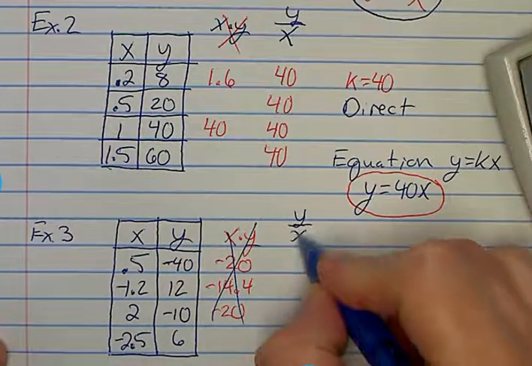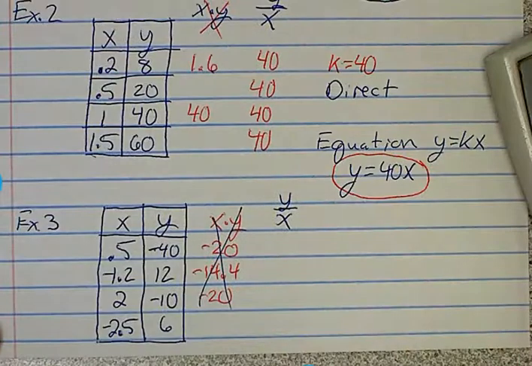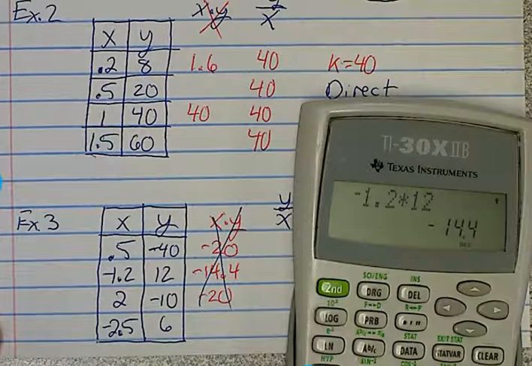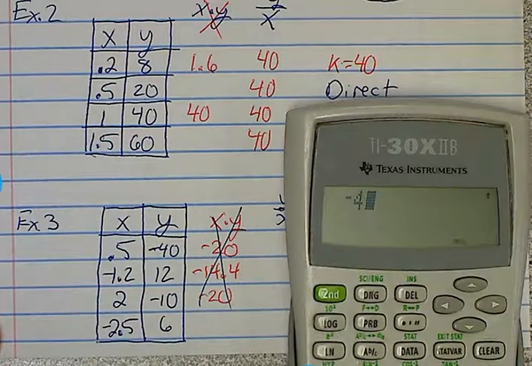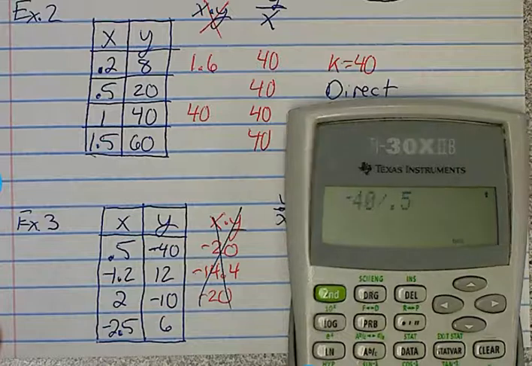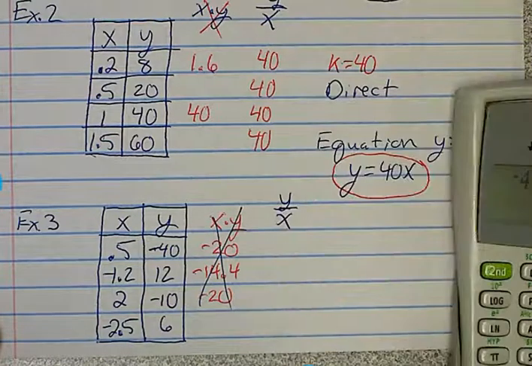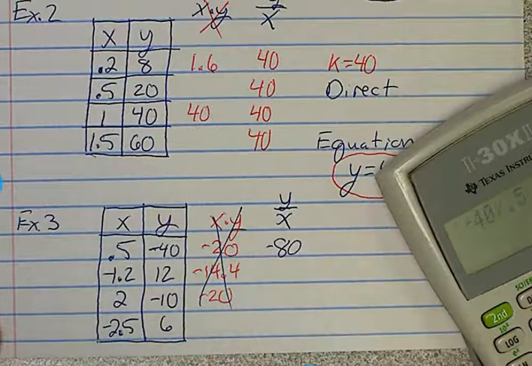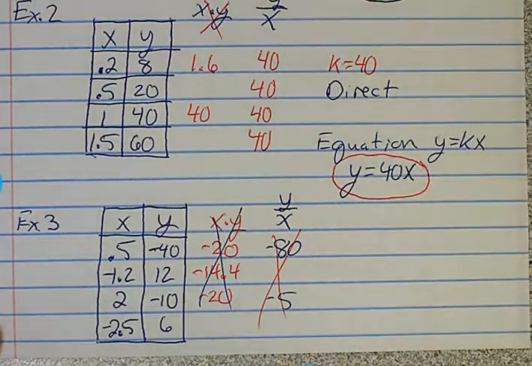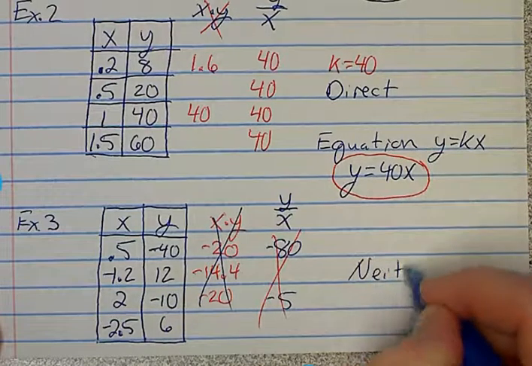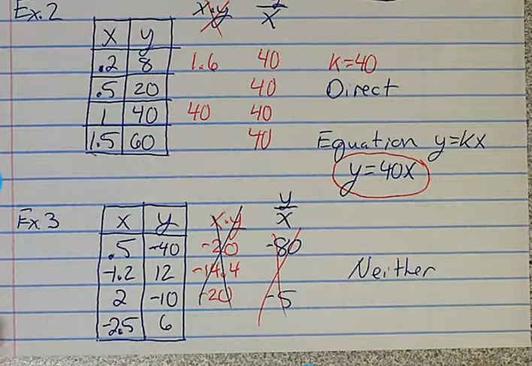And then for the next one, we'll do y divided by x. Okay, so if we go negative 40 divided by 0.5, that's a negative 80. And again, go to the easy one here. What's negative 10 divided by 2? There you go. Negative 5. So those two are different, so that didn't work either. And since that didn't work, there we go. It's neither. It's not direct, it's not inverse, it's just something else that we don't really know what it would be.